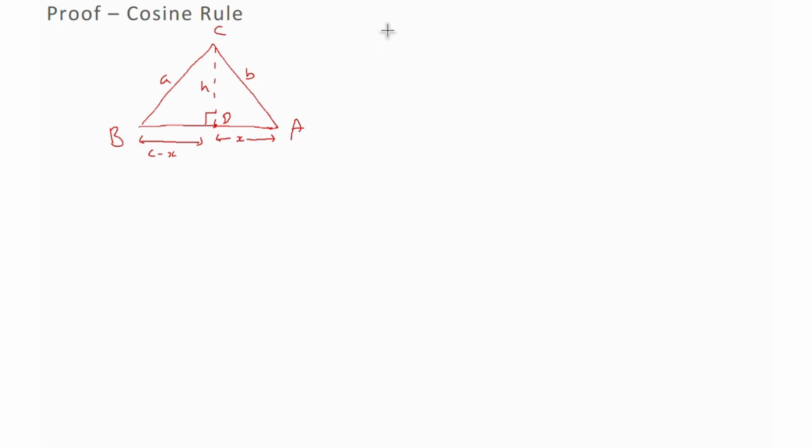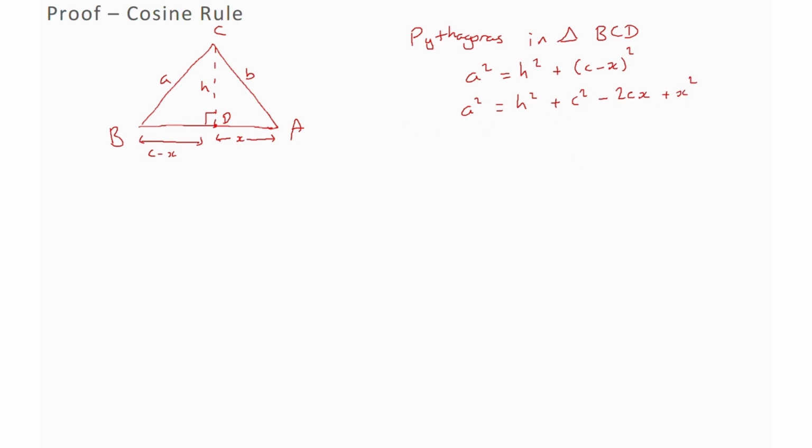So first of all, I'm going to look at doing some Pythagoras in triangle BCD. That's this triangle over here. Now from that, I have that A squared is equal to H squared plus C minus X all squared. So A squared is equal to H squared plus C squared minus 2CX plus X squared. And I'm going to call that equation 1.